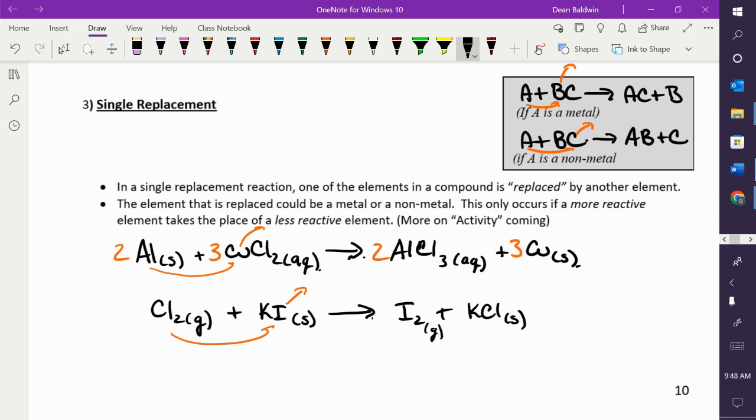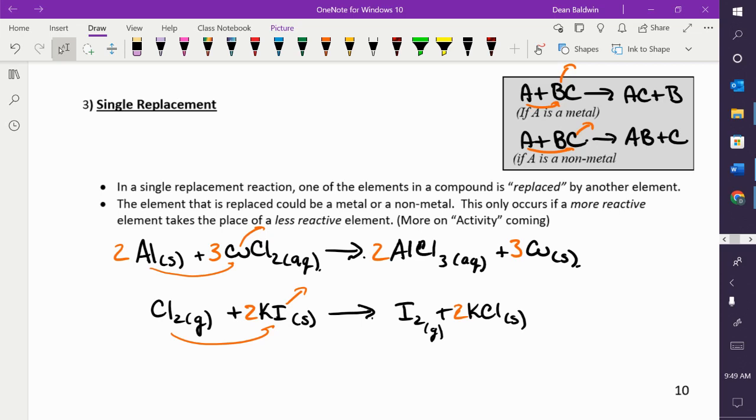Are we going to have to predict if it's a solid or a gas? No. I'll either write it in the sentence, or I'll just want the products. So we get I2 plus KCl. Is that balanced? It isn't. I've got two chlorines here and only one there. So if I put a two there, then I need a two there. All right, you've all seen those, right?